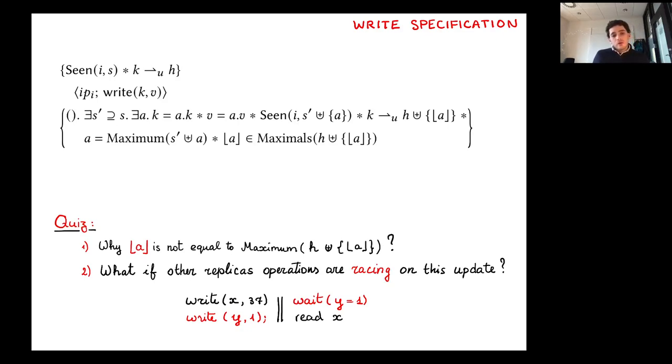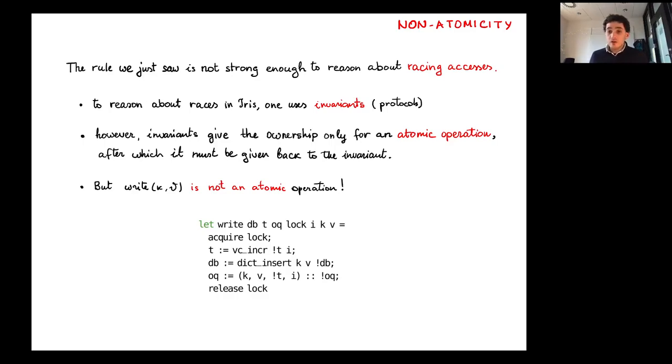Okay, so while this specification captures the essence of the write operation behavior, there is one subtle question regarding it. The problem is that this specification is too weak to reason about racing accesses to the same key. Indeed, to reason about races in Aneris, one has to use invariants. However, invariants in Aneris give the ownership only for an atomic operation, after which the ownership must be given back to the invariant. But the problem is that the write operation is not an atomic one.